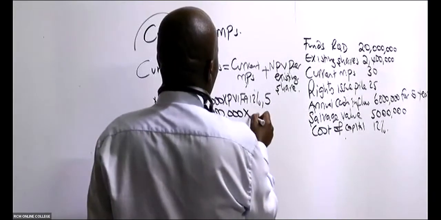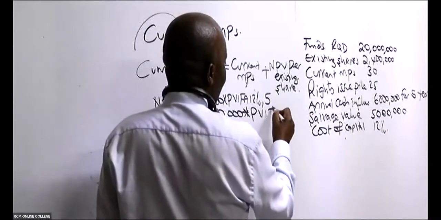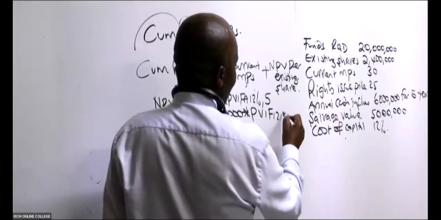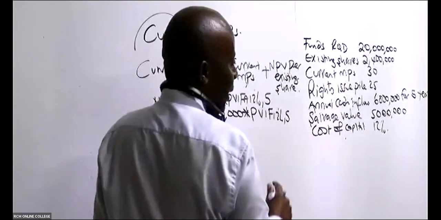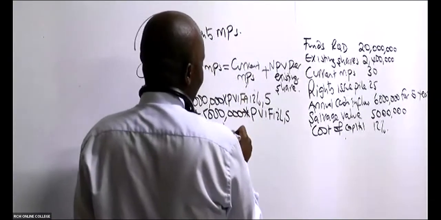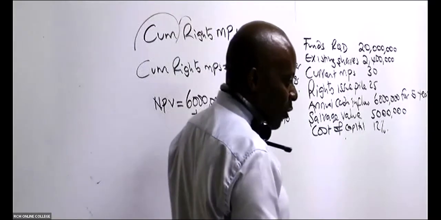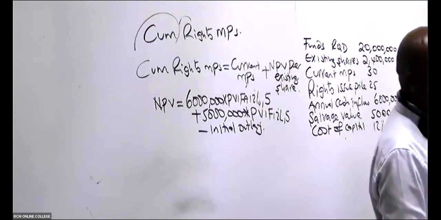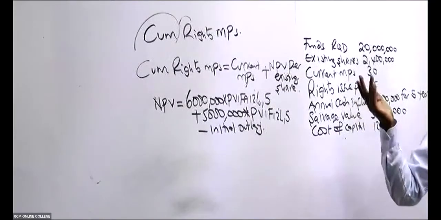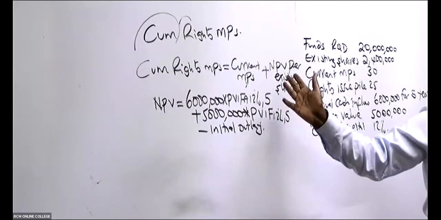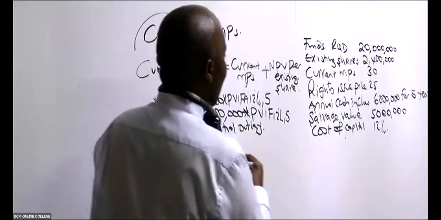And remember, this figure will only be coming once. So this once is what we call PV, 12%, for how many years? Minus the initial outlay. Are you able to see the initial outlay? How much will we need for this project? How much do you want to raise? 20 million, isn't it? That is the initial outlay, because you are raising 20 million to finance this project with this cash flow.